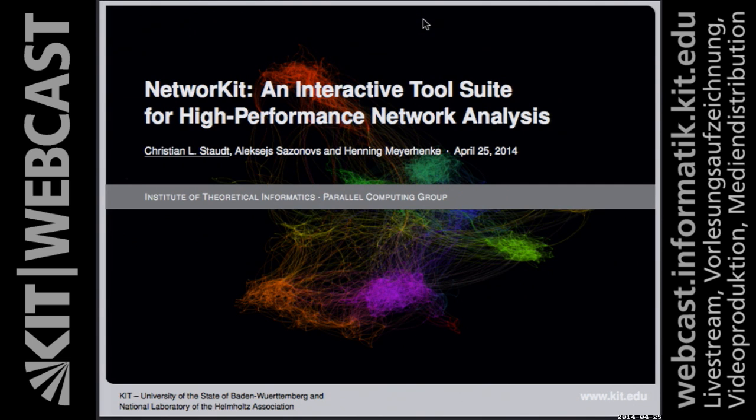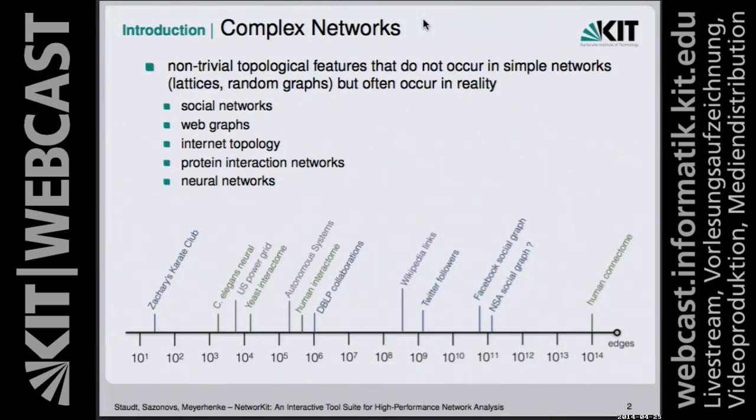But first of all, let me motivate what kind of data sets we are talking about. Complex networks are obviously data sets that can be modeled as graphs, but they have certain non-trivial topological features which set them apart from simple networks, such as random graphs or lattices. And these features often appear if we try to model real-world phenomena as graphs, for example, social networks or hyperlink web graphs, or in the internet topology, or in biology, the interactions of proteins in an organism, or the neural network of an organism, and many other domains.